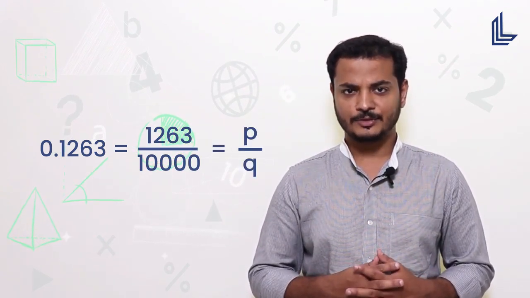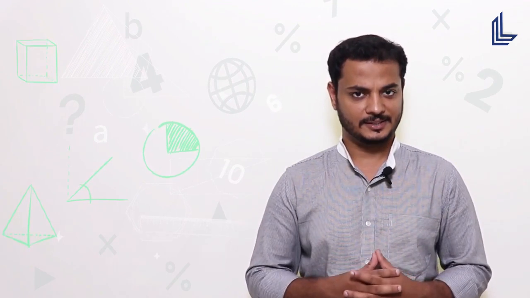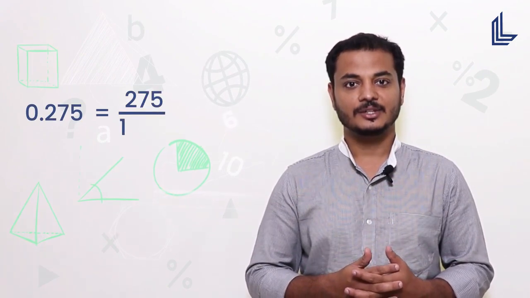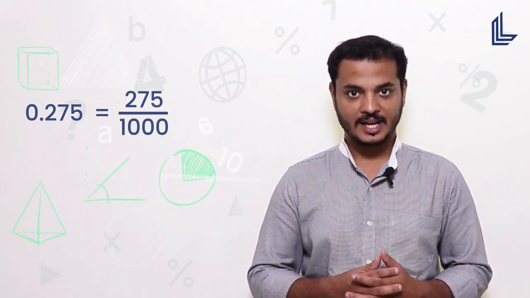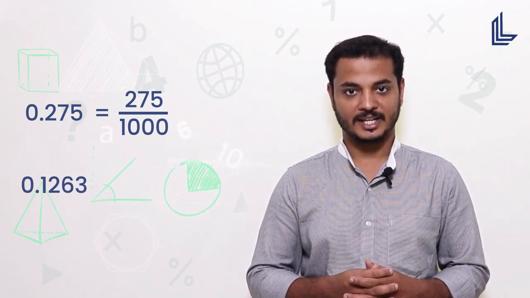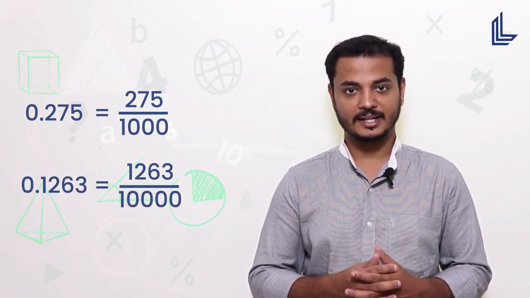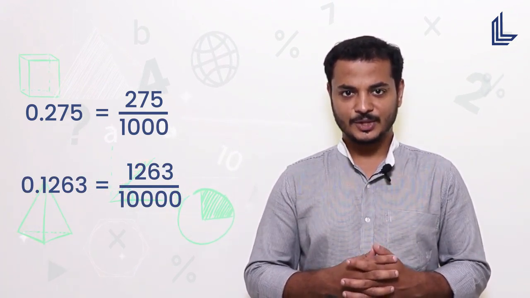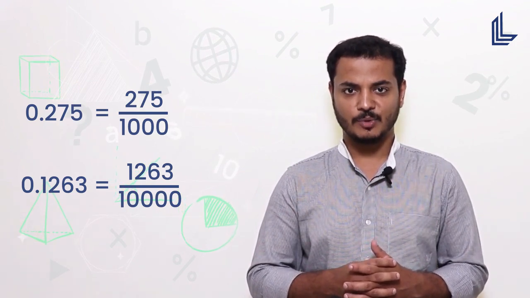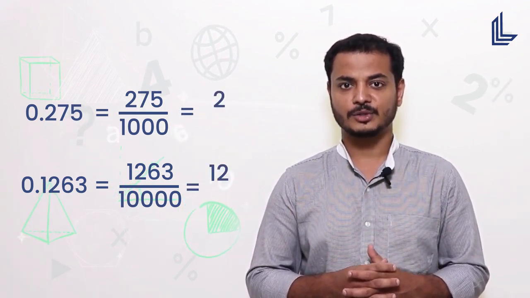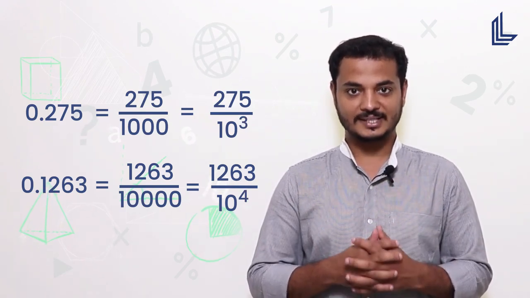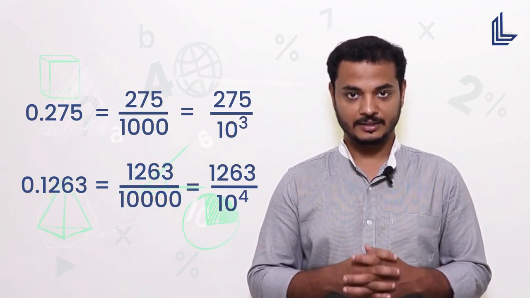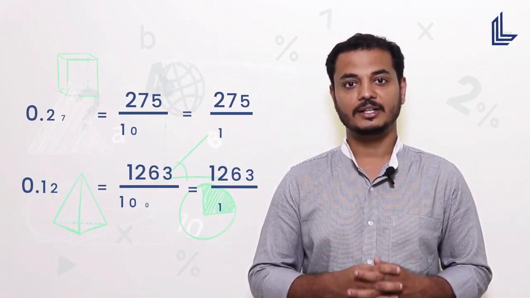Now think carefully about the two examples that we just discussed. We discussed 0.275 could be expressed as 275 by 1000 and 0.1263 could be expressed as 1263 by 10,000. Now can you observe something here? You can see that the denominator in both cases are powers of 10. So this means that if the denominator could be expressed in powers of 10, that fraction will terminate.